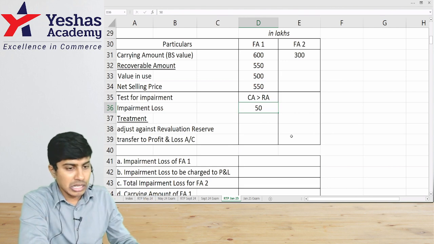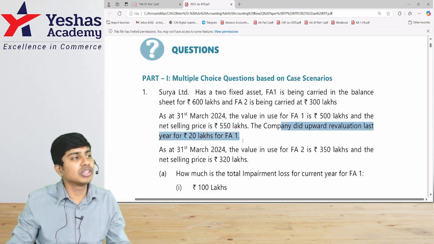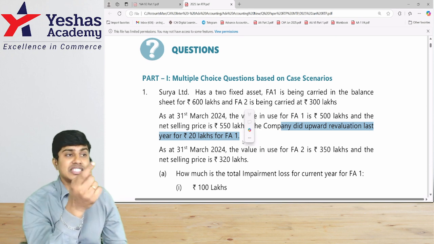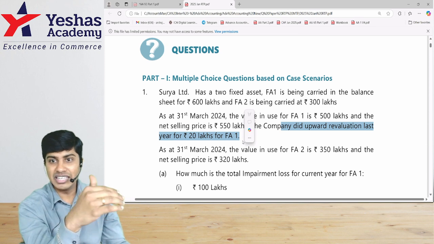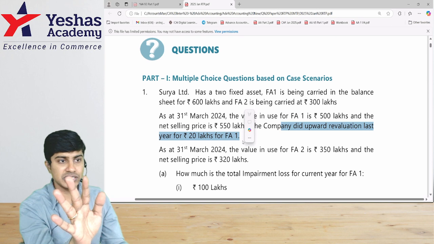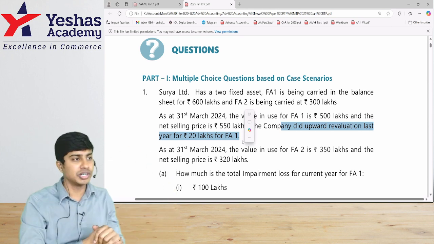Everyone got this? Yes. Let's read this question further. The company did upward revaluation last year for the amount of 20 lakhs. Unless they mention it, we will never assume that 20 lakhs is proportionately transferred to P&L. That is excess depreciation. We will never assume that it is done unless they mention. So this entire 20 lakh is assumed to be remaining in revaluation reserve.